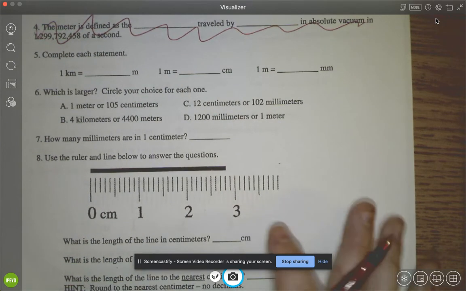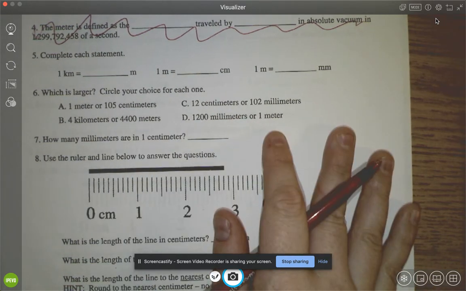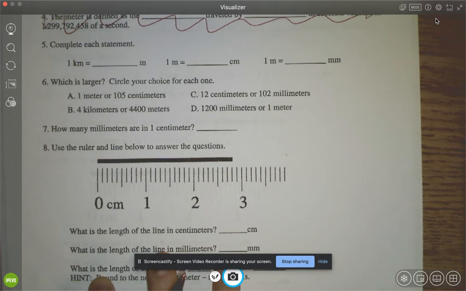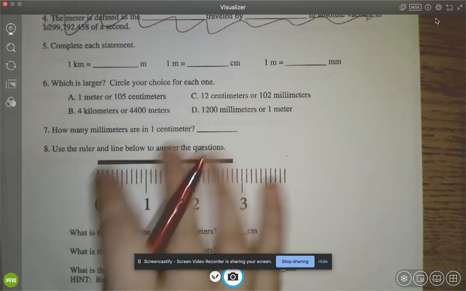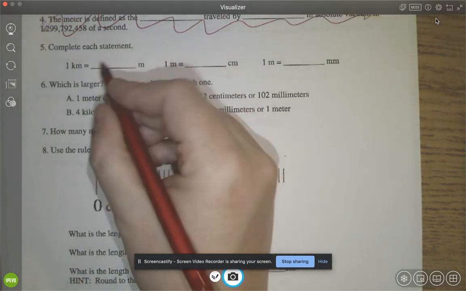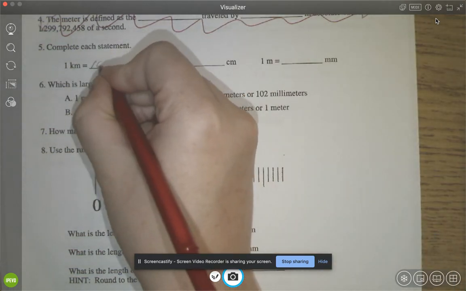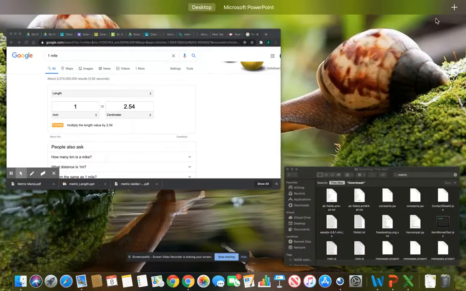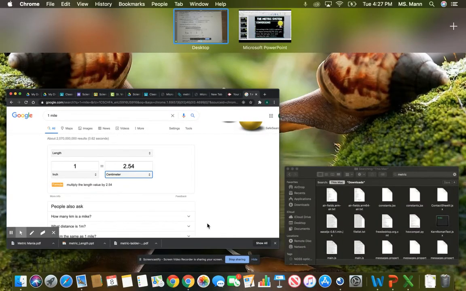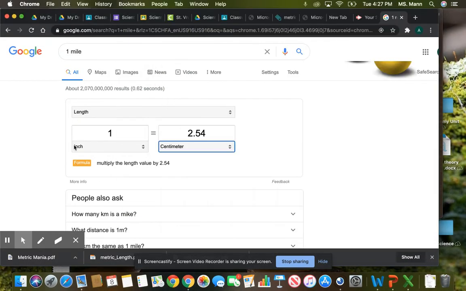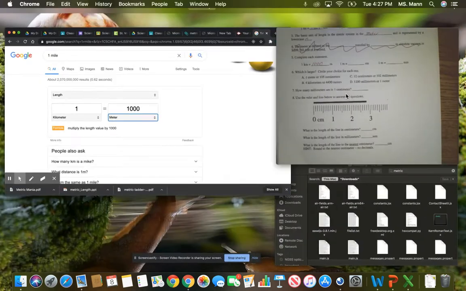Complete each statement. So here's where it gets really easy. You don't have to really look it up on the computer. For 6 you have to, but for 5, nah. So you have 1 kilometer. That equals 1,000 meters. If you want to double check me, you go 1 kilometer to meters. 1,000 meters. 1 kilometer equals 1,000 meters.